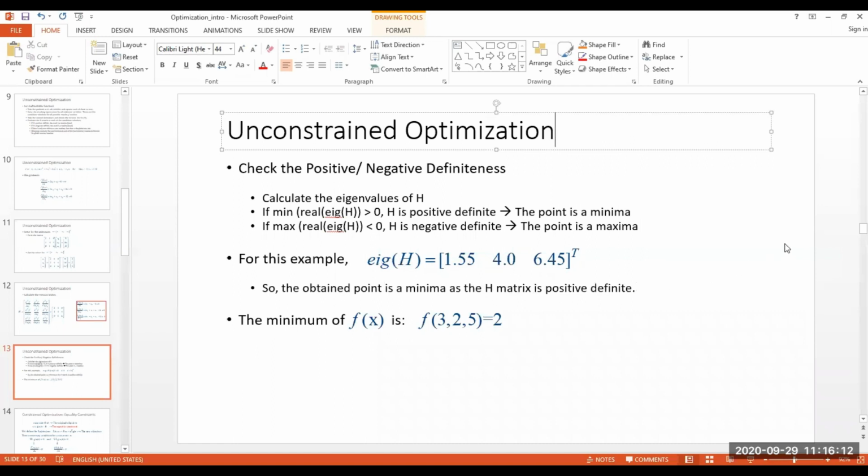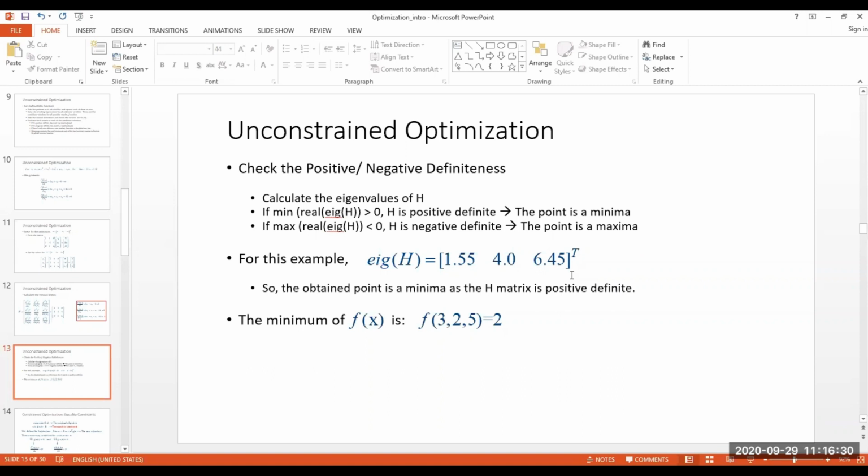Now, can you tell whether it is a global maxima or not? Oh, sorry, a global minima or not? It is of course a local minima, but is it also a global minima?